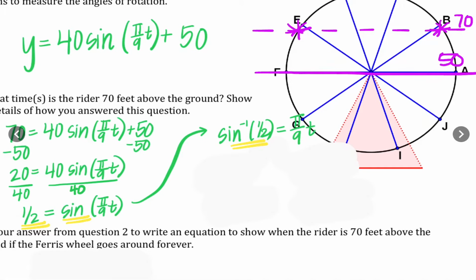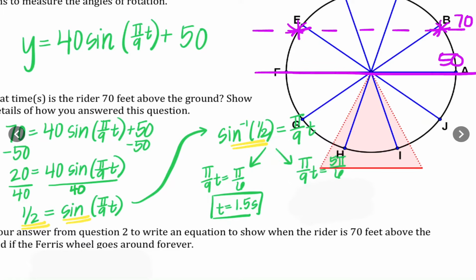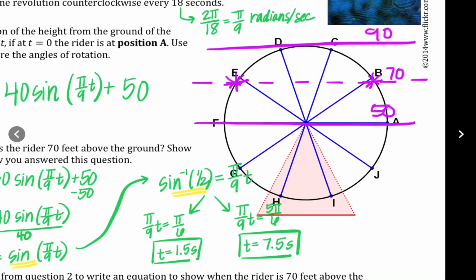If you check out your unit circle, that's actually in two different places. If we take this first path, that's at pi over 6, and I can multiply both sides by 9 over pi to get a time of 1.5 seconds. Pause the video, find the second angle and the second time. Hopefully you found that that second angle was 5 pi over 6. So multiplying both sides by 9 over pi just to get t by itself, we find that the second time is 7.5.